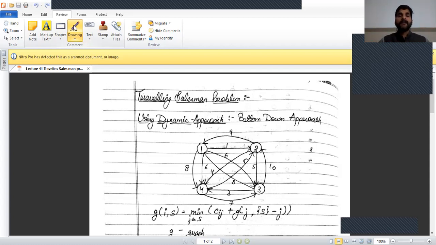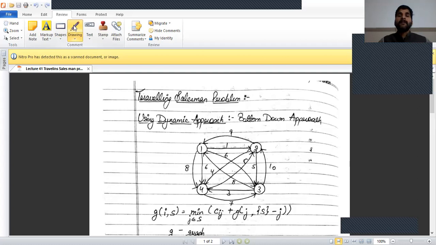The definition of the traveling salesman problem: we travel from the source node to all nodes of the graph, but every node is visited exactly once, and we return to the source node. This process is called the traveling salesman process. Several paths exist from the source to the different nodes, but we select the path whose value is minimum.